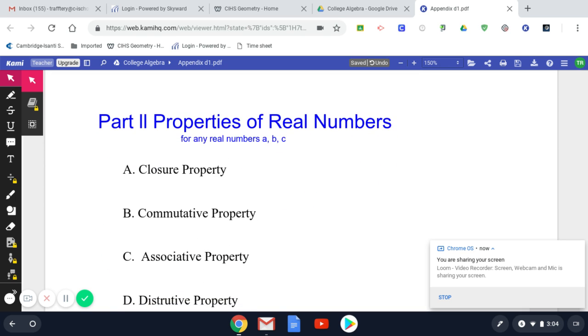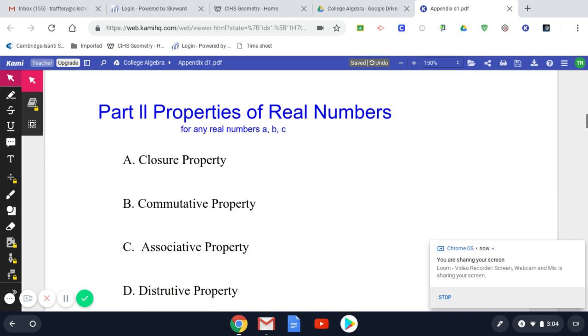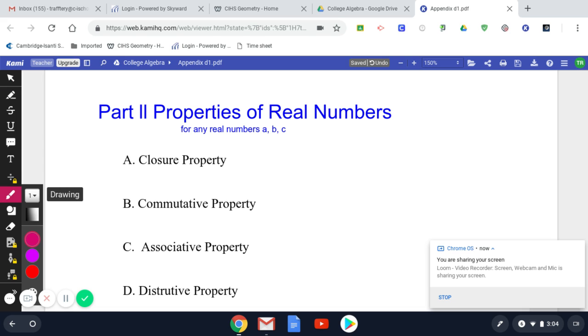The next piece is our properties of real numbers. First of all, we have closure. The idea of closure is real simple, something you've known from elementary school. A plus B is a unique real number. So is A times B. So when you add or multiply, you get a unique real number. There's only one real number that it could be.